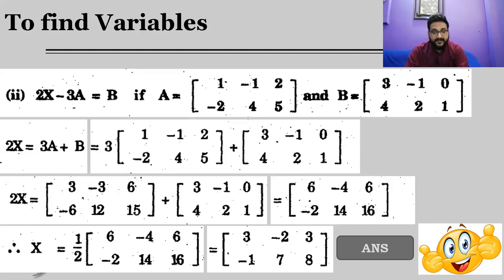What is the next topic? First, we talked about the definition of matrices, and then the types of matrices, and then addition and subtraction, and then how to find the value of variables in matrices. So addition, subtraction, and the transpose of a matrix are clear, all things clear.